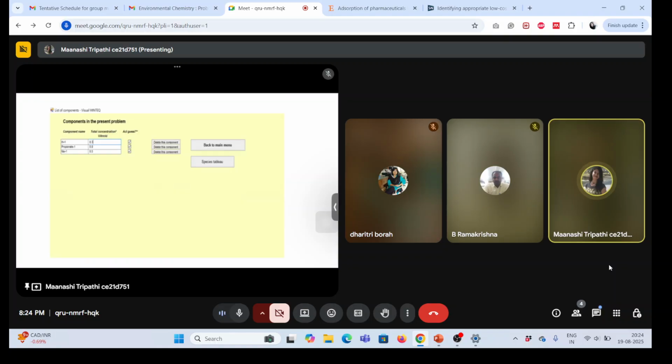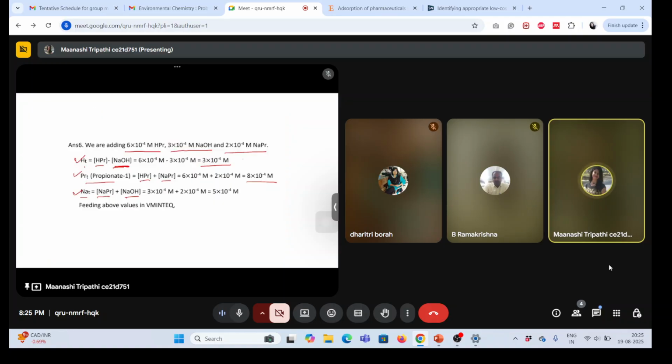Just we need to put all these values here and click on species tableau and we will get the result. Again, all these values are in millimole, so that is why we are omitting this 10 raised to power minus 4 thing and we are making it into 10 raised to power minus 3 terms. So this will become 0.3 into 10 raised to power minus 3, and that is what we are feeding here. Propionate will become 0.8 into 10 raised to power minus 3 and sodium will become 0.5 into 10 raised to power minus 3. So that is what we are feeding here in millimolar concentration.